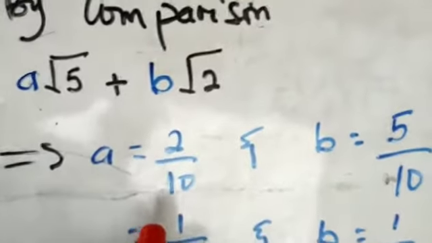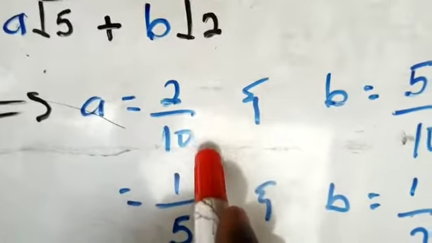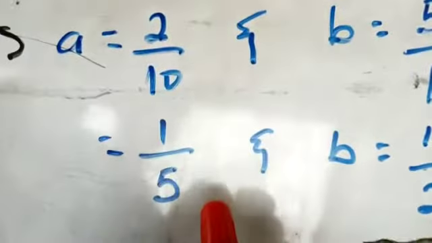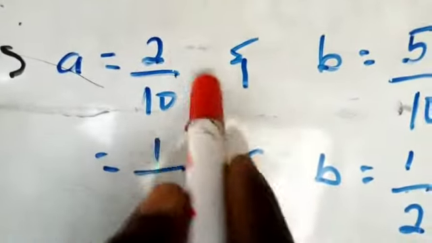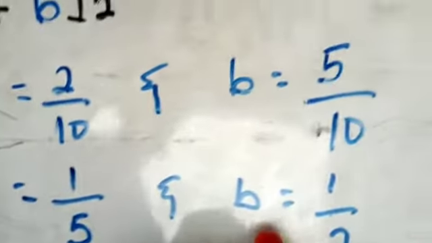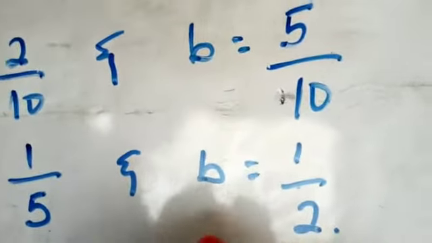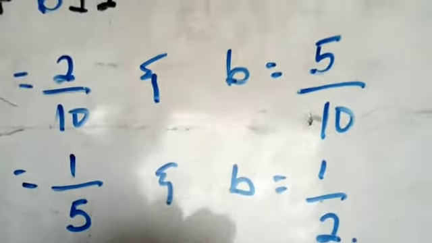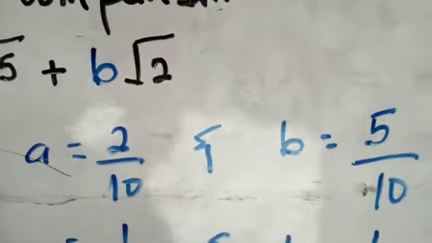And then when you reduce this to the simple form, obviously something like this is not in the simple form. You have to reduce it into the simple form. Then 2 will go into 2 once, then 2 will go into 10 five times, right? That's why I'm having 1 over 5 here, and then b also gives me 1 over 2. So a is 1 over 5, and b is 1 over 2. This is what the question is asking us to find.